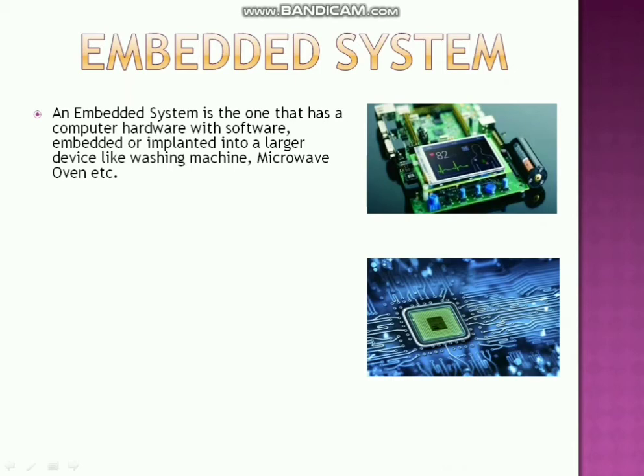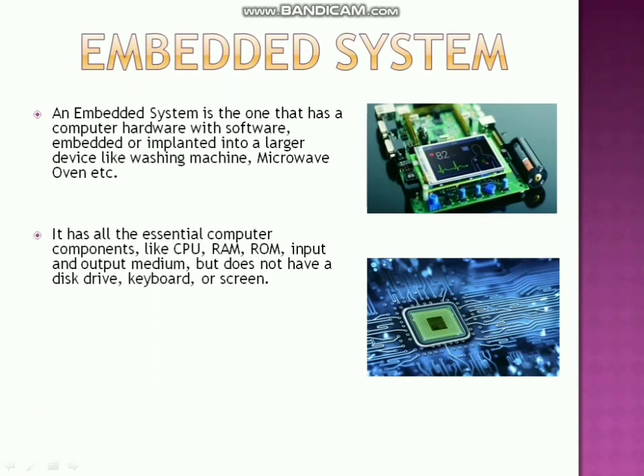You can see the definition. An embedded system is one that has computer hardware with software. It has hardware, and along with that, you will have software also embedded or implanted into a larger device like a washing machine, microwave oven, etc. Automatic washing machines, microwave ovens, all these systems will have an embedded system in them. That is, inside those systems you will have this embedded or implanted system.